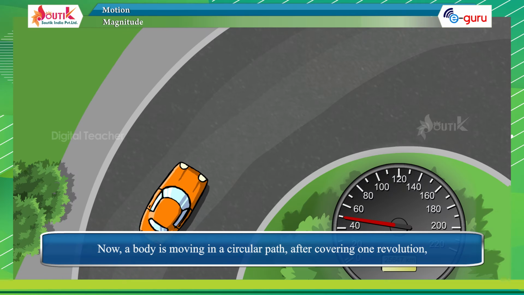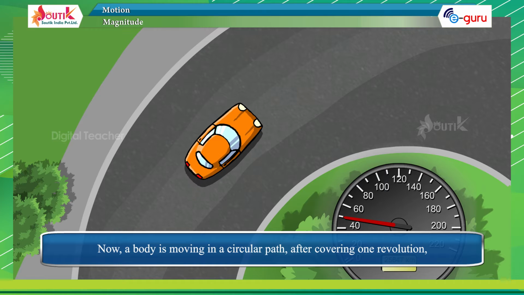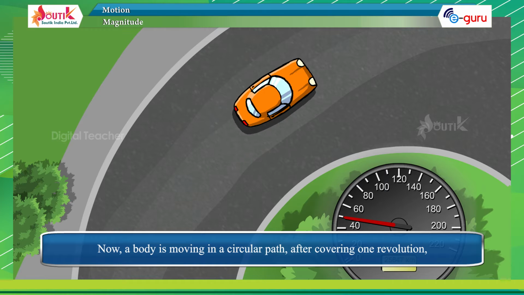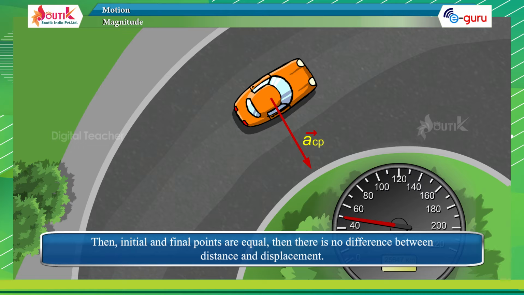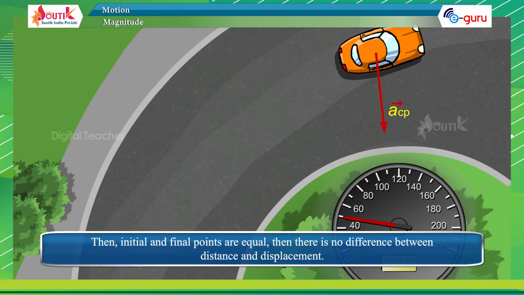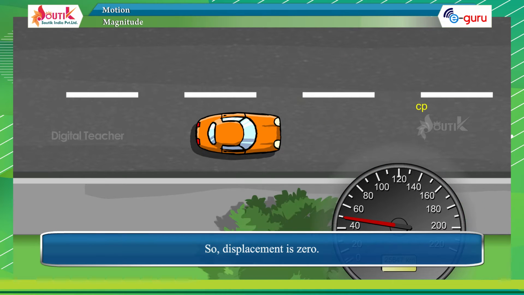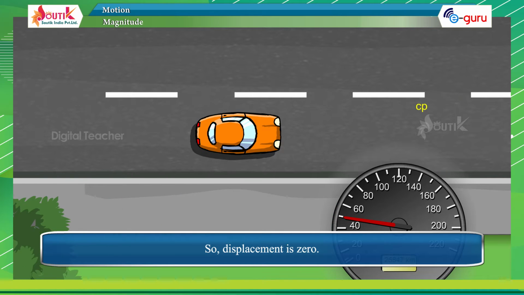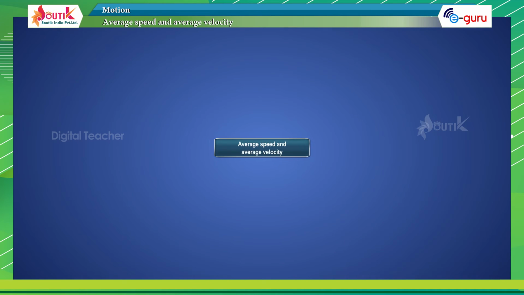Now, a body is moving in a circular path. After covering one revolution, the initial and final points are equal. Then there is no difference between distance and displacement. So, displacement is 0.